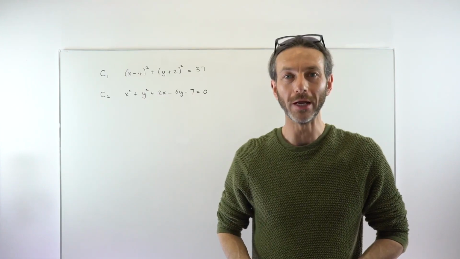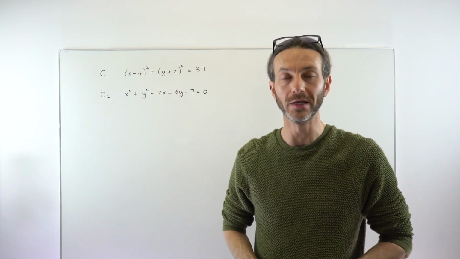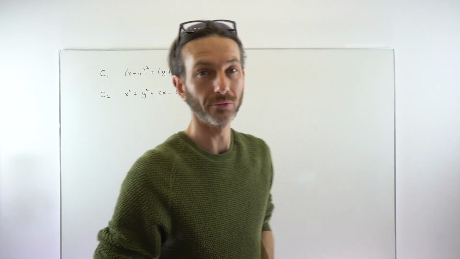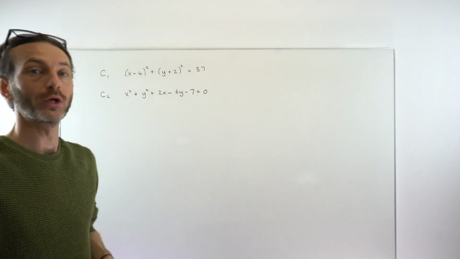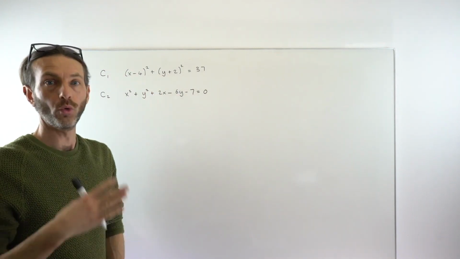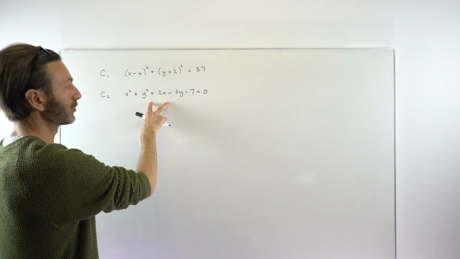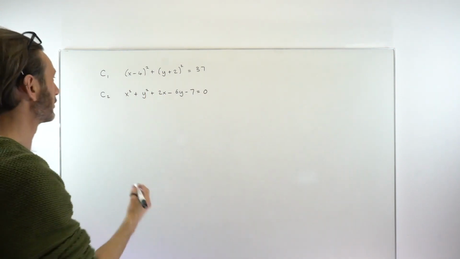In question 11, part A, we're asked to find the distance between the center points of the two circles, C1 and C2. So to achieve that, we first of all need to find the center points, and then we can use the distance formula. The two circles are given in different circle equation formats. The first one is a basic one, the second one is a general one. Different methods for finding the center point.